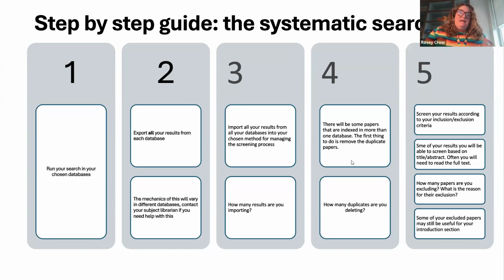Stage 4 is going to be getting rid of your duplicates. There will be some papers that have shown up in more than one database. Maybe there's a single paper that has shown up in all of your databases. So your first stage is to get rid of the duplicates. And again, keep track of how many duplicates you're deleting. And then stage 5 is screening your results.